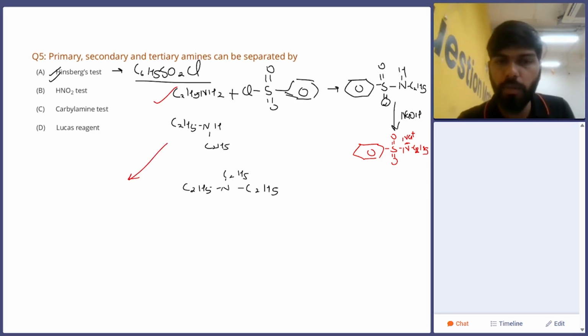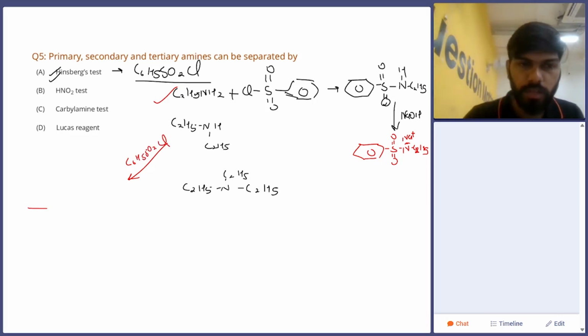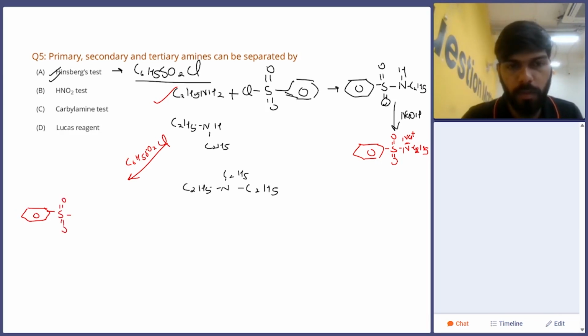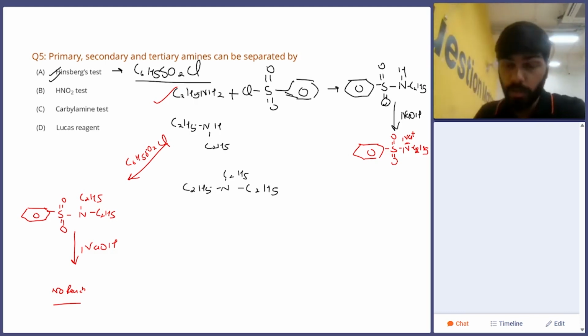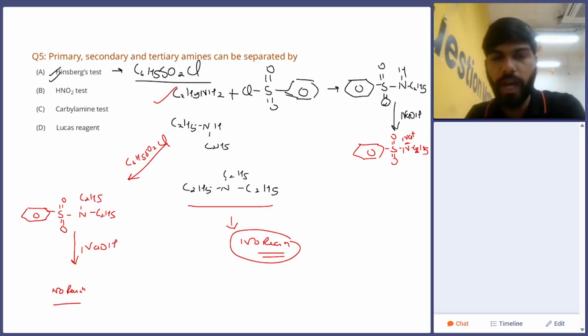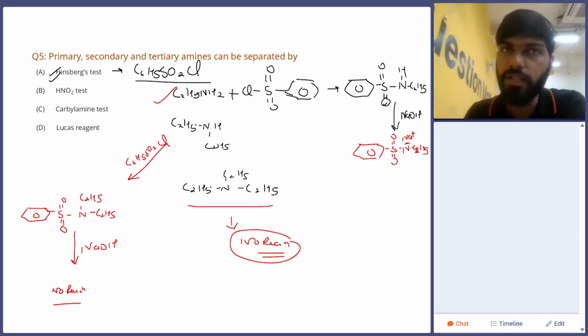Now the same with a secondary amine. The secondary amine reacts with the same Hinsberg reagent, C6H5SO2Cl. So the reaction would be like this: S double bond O, N, C2H5. Now, if you take further NaOH, there will be no reaction. So a secondary amine only reacts with Hinsberg reagent, but a primary amine reacts with Hinsberg as well as base. Both. This is the one difference. Tertiary amine has no reaction with Hinsberg reagent. Why? Because there is no hydrogen to replace. So the right answer is option A.